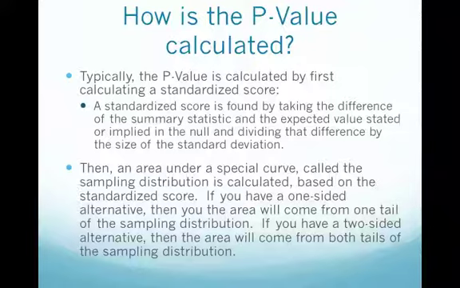Then, an area under a special curve called the sampling distribution is calculated based on the standardized score. If you have a one-sided alternative, then the area will come from one tail of the sampling distribution. A one-sided alternative is if you have either a less than or a greater than symbol in your alternative. If your alternative is just not equal to, then you have a two-sided alternative. Then the area will come from both tails of the sampling distribution. Those of you doing chi-square tests, those are typically considered many-sided, and they have a different distribution that they work with than the others. So it's kind of a special case, but the P-value is still interpreted the same way.